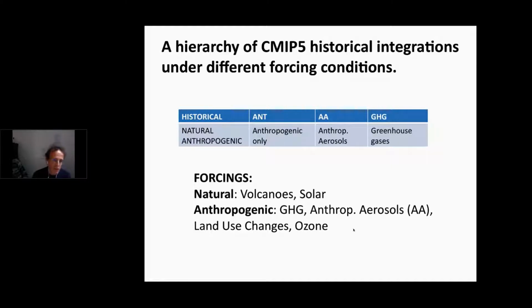Just a little bit of terminology. By natural forcings, we intend volcanoes and solar variability, whereas by anthropogenic forcings, we intend here greenhouse gases, anthropogenic aerosols, land use changes, and ozone.